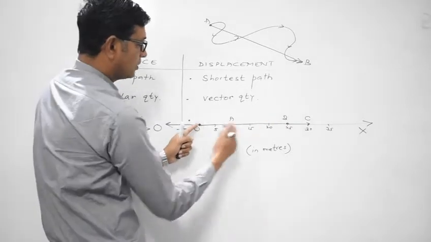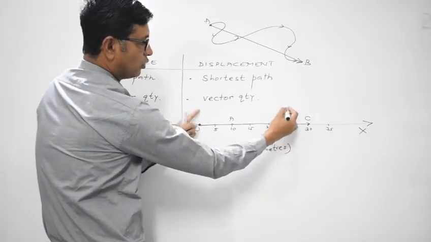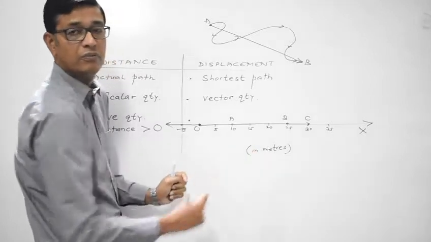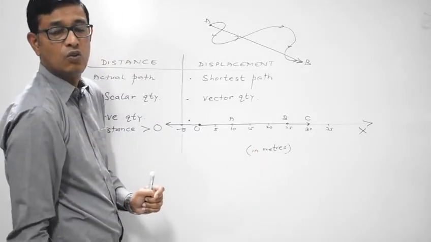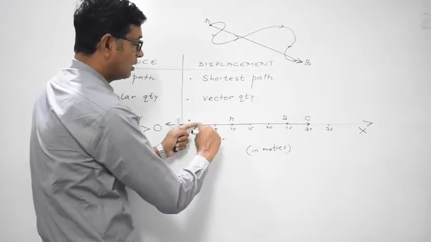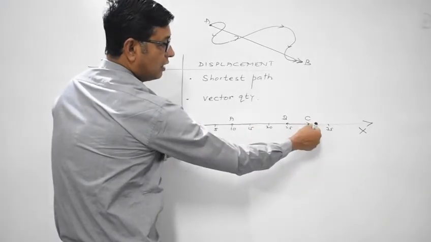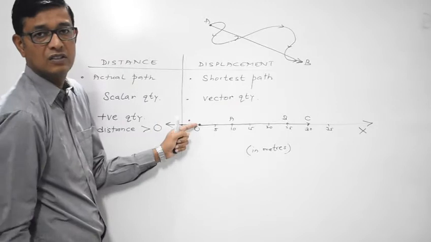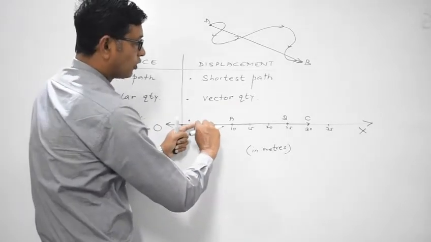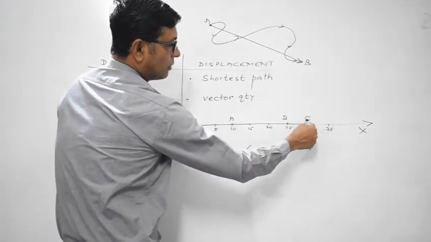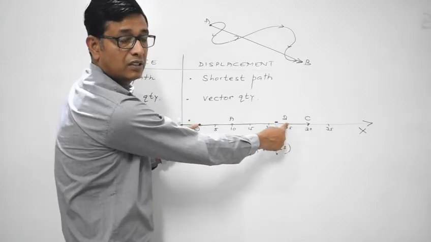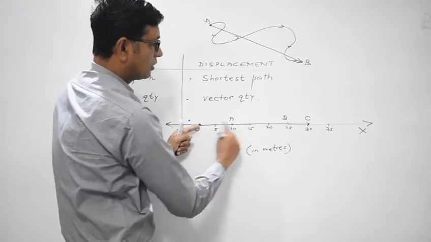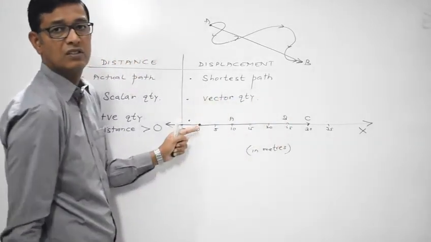So what is the displacement? This is the initial position, this is the final position. So displacement will be 25 meters. What will be the distance in this case? The body goes from O to C, 30, plus comes from C to B, that is 35 meters. So if the body moves from O to C and then again comes back to point B, the distance would be 35 meters while the displacement would be only 25 meters.